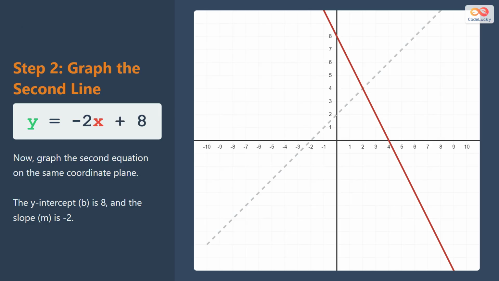Next, we graph the second equation, y equals negative 2x plus 8, on the same coordinate plane. Its y-intercept is at 8 and its slope is negative 2. Now you can see both lines at once.